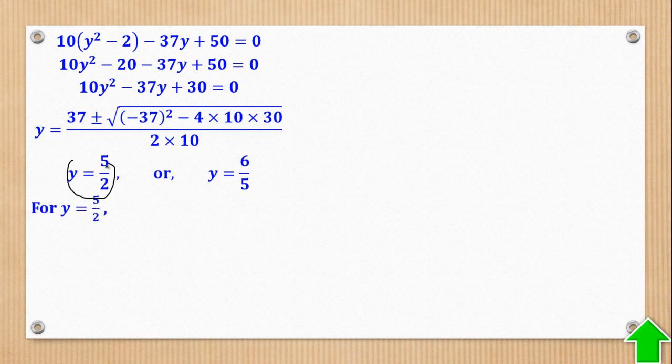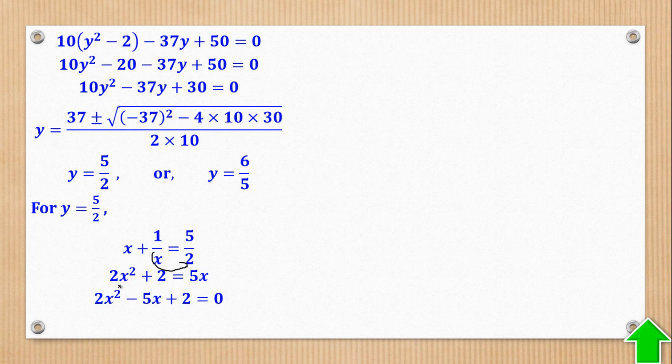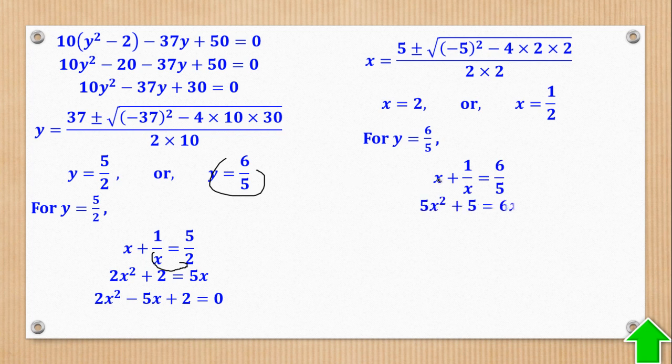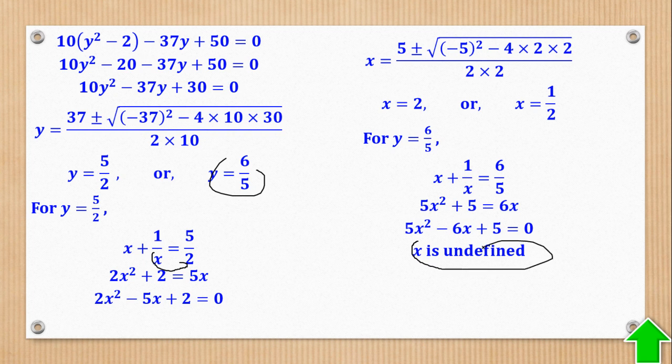So when y is that, it implies that x plus 1 over x is equal to 5 over 2. Then solve it. Multiply by the LCM. LCM is 2x. You come up with this, which is a quadratic equation. So I need to solve it using the quadratic formula to get the two values of x. Okay. What about when y is this? So do the same, substitute, and multiply by the LCM, which is 5x, to get a quadratic equation in x. Then solve it. You realize that x is undefined.